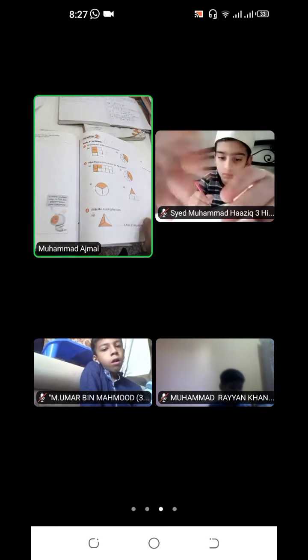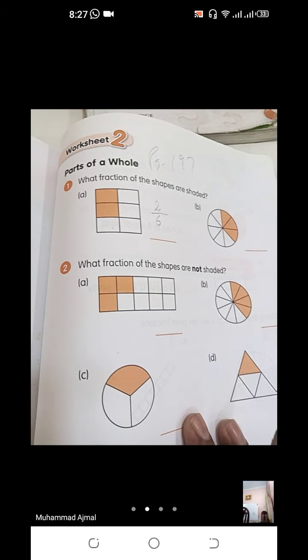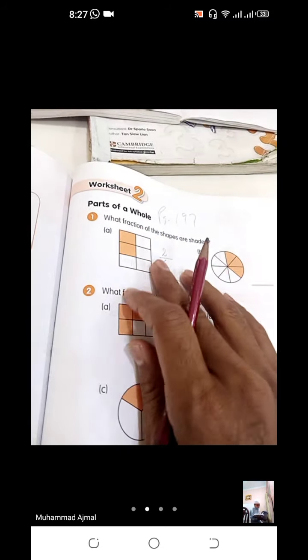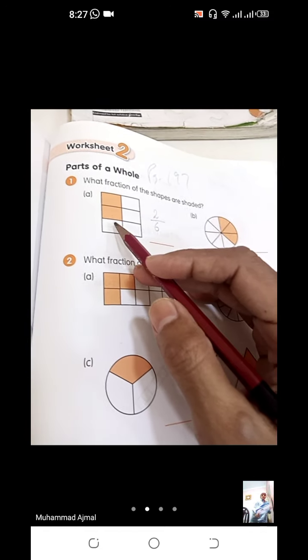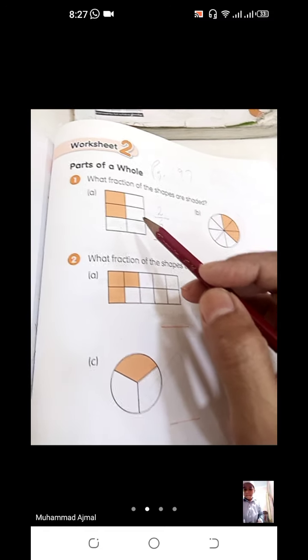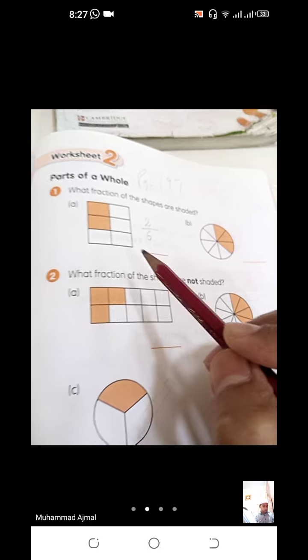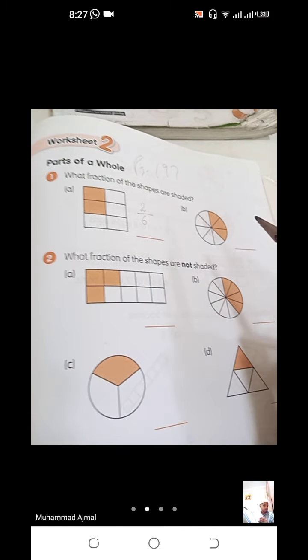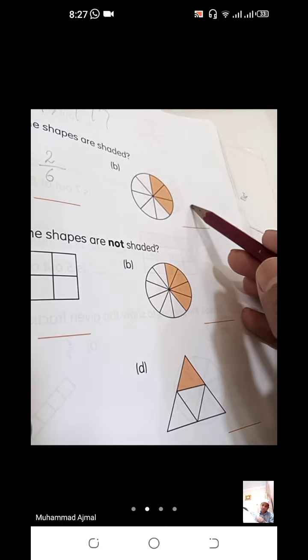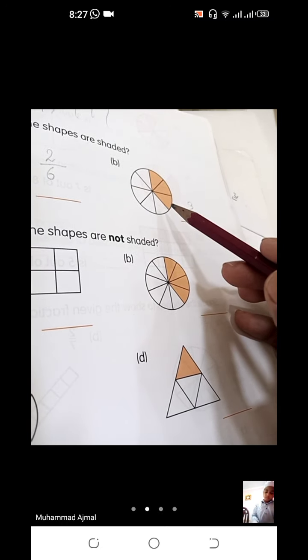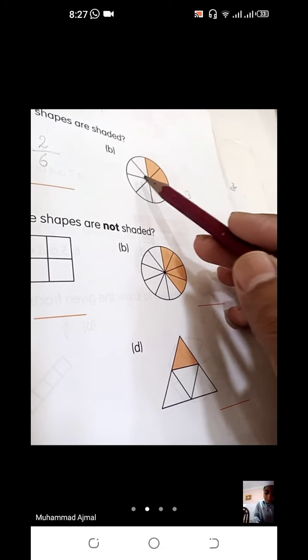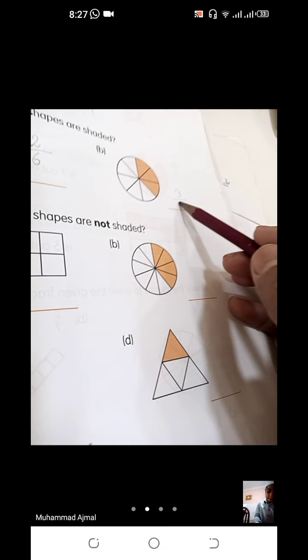So this is topic number 2, which is your homework, parts of a whole. Parts of a whole means a whole figure, and there are two parts shaded. So we are talking about the parts of a whole figure. In the second figure there are three parts out of eight. There are total eight parts. One, two, three, four, five, six, seven, eight. So its fraction will be 3 over 8. Okay.